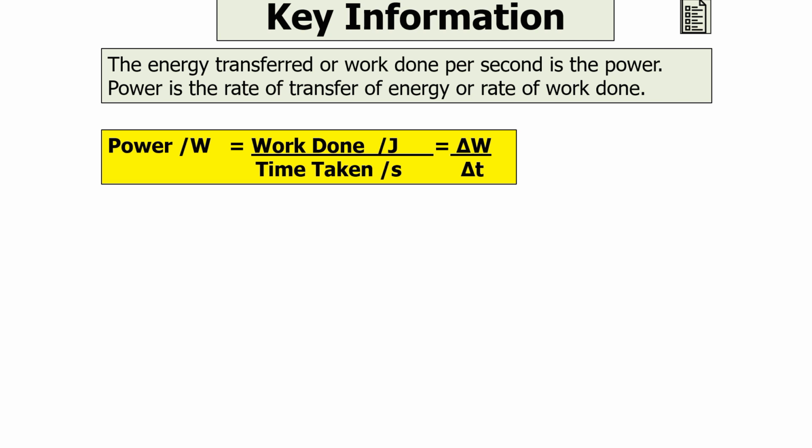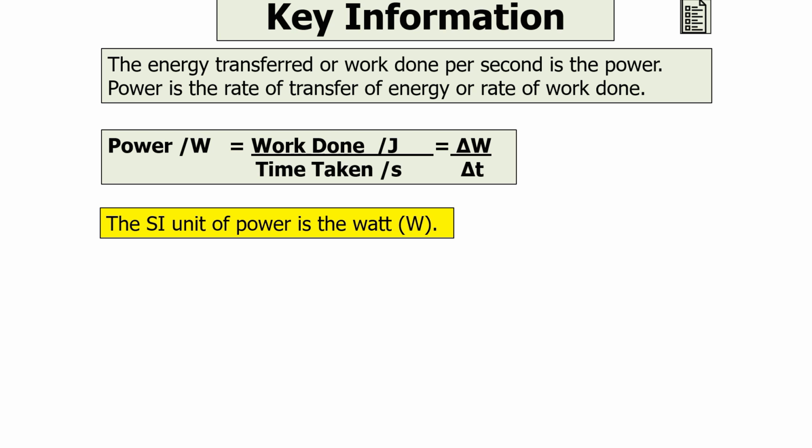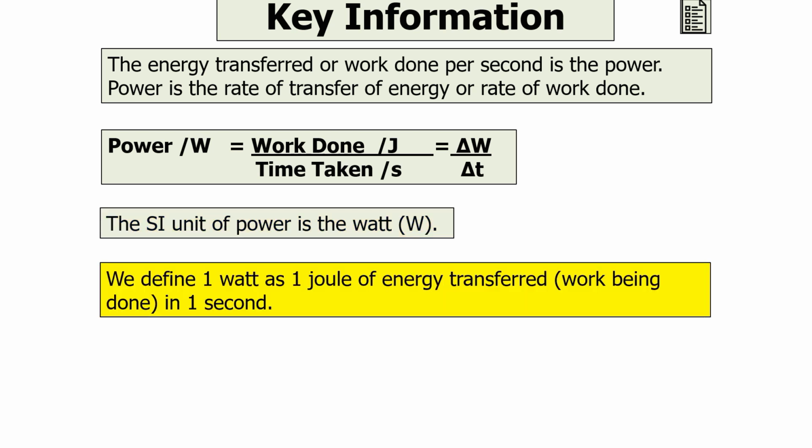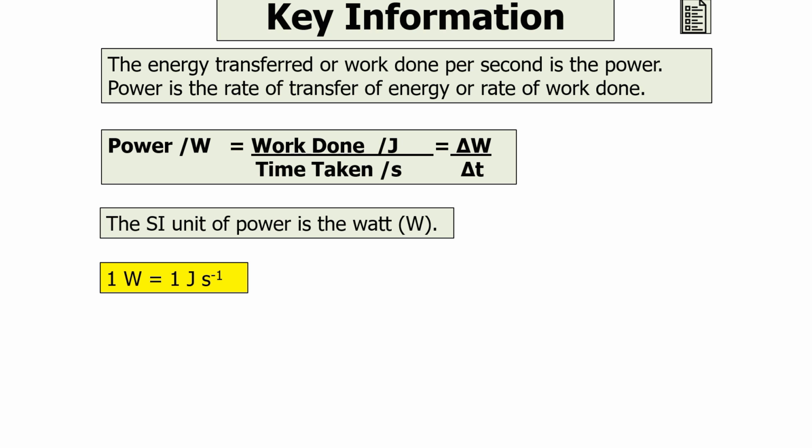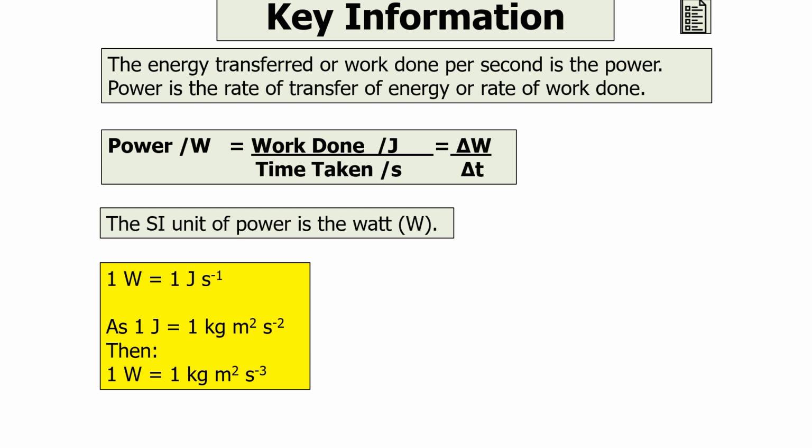Now we can work out power with the following equation. Power is equal to work done in joules divided by the time taken in seconds. Now the SI unit of power is the watt. We define 1 watt as 1 joule of energy transferred, or work being done, in 1 second. So we can write 1 watt is equal to 1 joule per second. Now as we know that 1 joule is equal to 1 kilogram meters squared per second squared, this therefore means that 1 watt is 1 kilogram meters squared seconds to the minus 3.